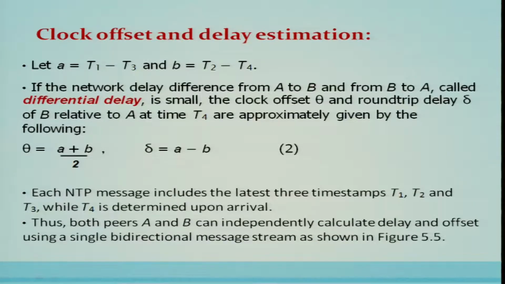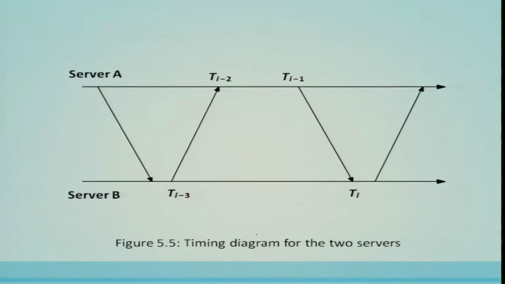So the clock offset, shown as theta, is nothing but (a plus b) by 2, and the round trip delay, little delta, is nothing but a minus b. Each network time protocol message includes the latest three timestamps, that is T1, T2 and T3, while T4 is determined upon arrival. Thus both peers A and B can independently calculate delay and offset using a single bidirectional message stream, shown here in figure 5.5.